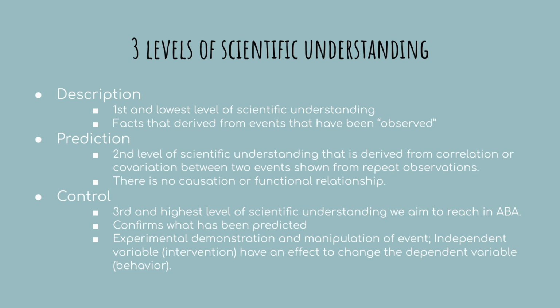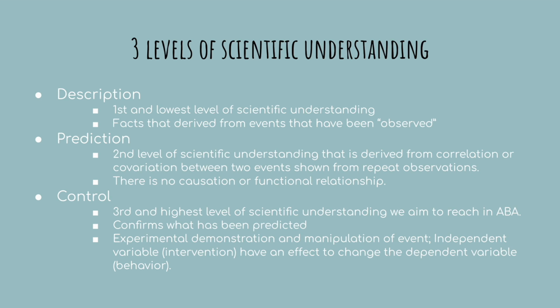And then we have control, which is the third and the highest level of scientific understanding. We aim to reach an ABA, and then it confirms our prediction. So the experimental demonstration and manipulation of events, the independent variable, which is the interventions, whether they have an effect to change the dependent variable, which is the behavior. So we have not proven our prediction to be true until we have control.